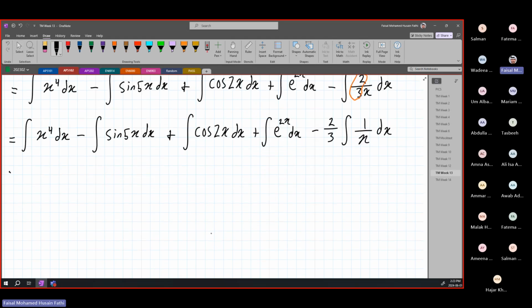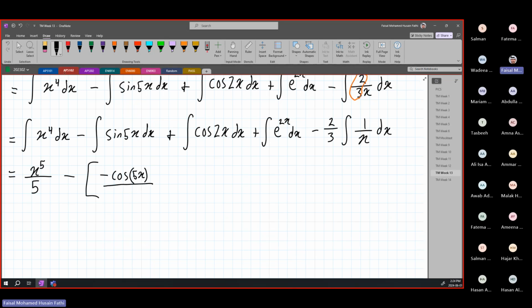And now we can integrate for each one. So the first one then is x power 4, general form, which is x power 5. You add 1, and then you divide by 4 plus 1, which is 5, minus sine of 5x dx. Sine becomes cosine, and it will become a negative cosine. So this will become minus cosine of 5x. This is the first part, okay? And we have to divide by the constant multiplied inside, which is 5 inside over here, like this.